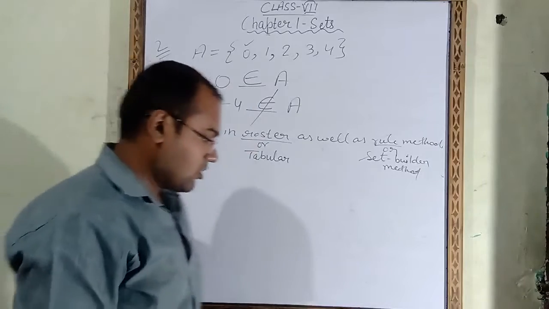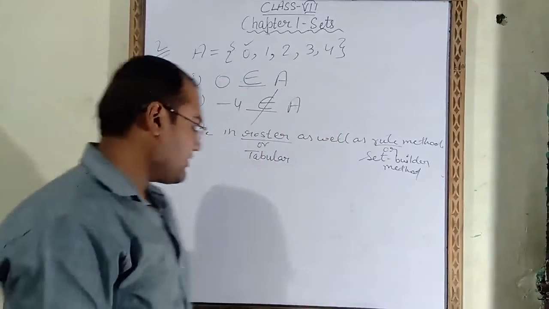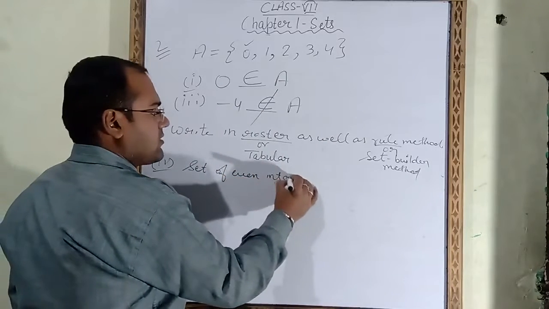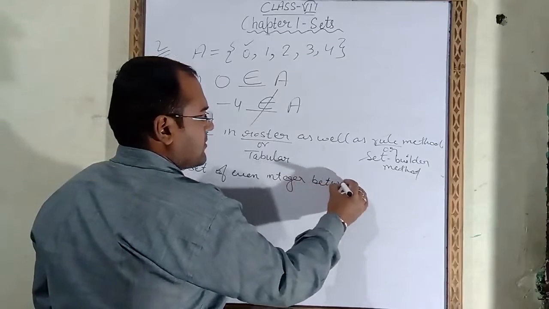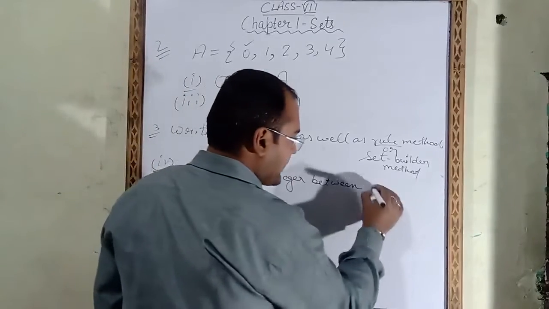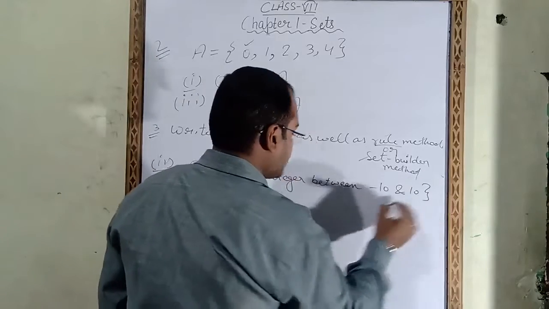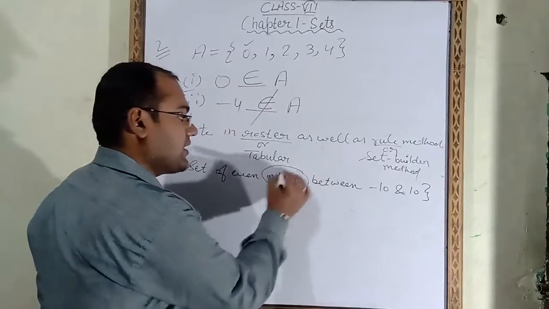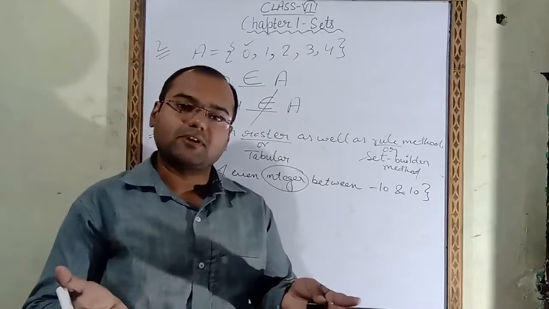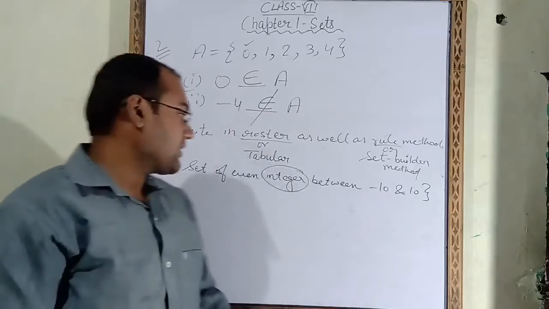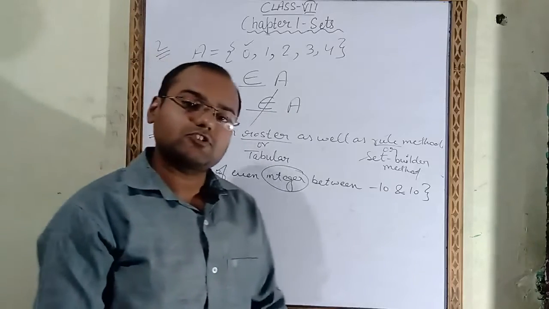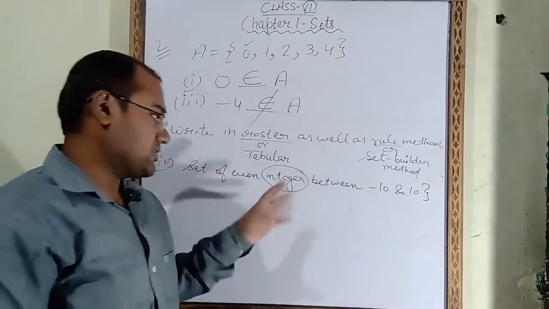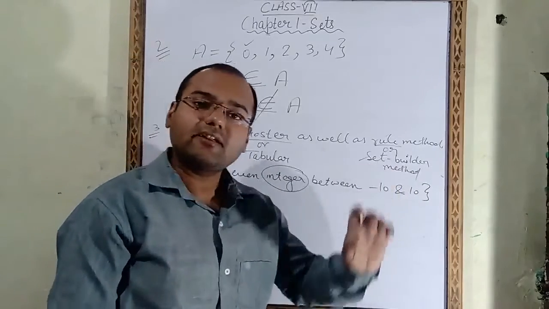The fourth part is: set of even integers between -10 and 10. This is the question. We have to write even integers. Integer means positive numbers also we can write, negative numbers also, and even is also written. That means the numbers that come in the table of 2. So positive and negative numbers between -10 and +10.